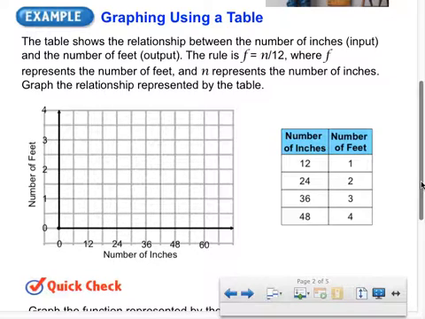But let me rewrite this so it looks a little more familiar to you. And instead of n, I'm going to use x. Can I do that? I just rewrote it a little bit.